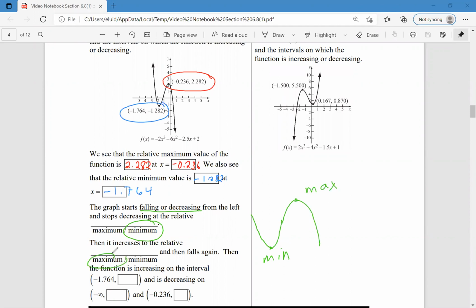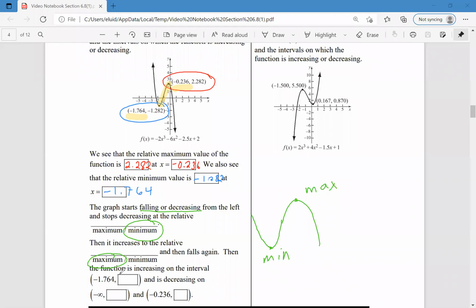And then falls again. Then the function is increasing on the interval. Okay, so where is it increasing? It's this middle piece right here. I'll highlight that. Increasing. So it's increasing from, let's see, now we're talking about the x coordinates again. We're talking about intervals. So increasing from x equals negative 1.764 until x equals negative 0.236.